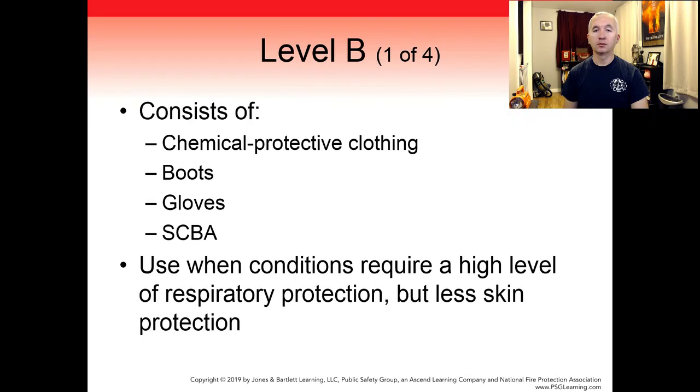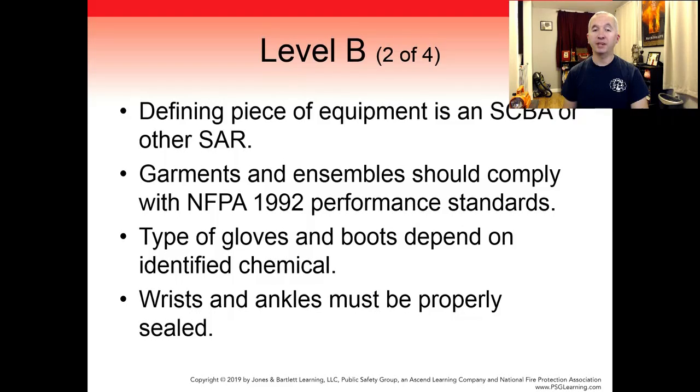The Level B ensemble consists of chemical protective clothing, boots, gloves, and SCBA. It should be used when the type and atmospheric concentration of identified substances requires a high level of respiratory protection but less skin protection. The defining piece of equipment for a Level B ensemble is an SCBA or other type of SAR.